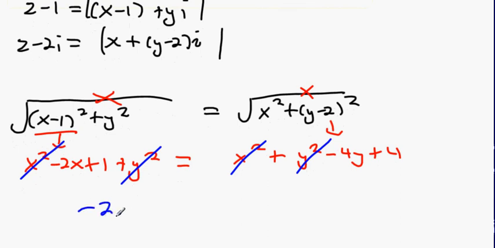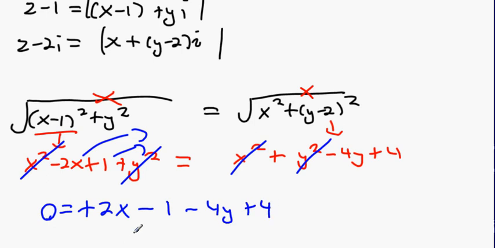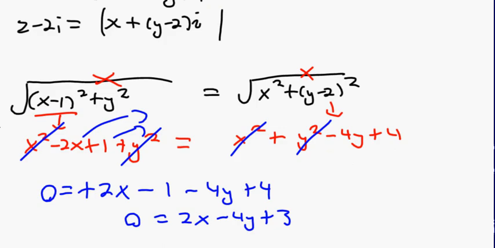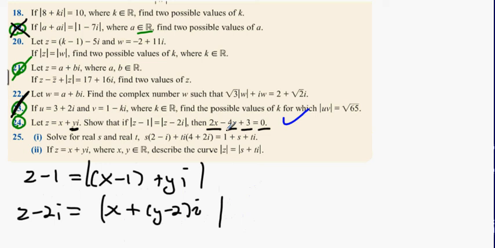And what we're going to be left with is minus 2x on this side, so we're going to bring the 2x and the 1 across to the other side. So we're going to get 0 equals plus 2x minus 1 minus 4y plus 4, and then we're going to get 0 equals 2x minus 4y plus 3. And there it is. Okay, so that's that part there.